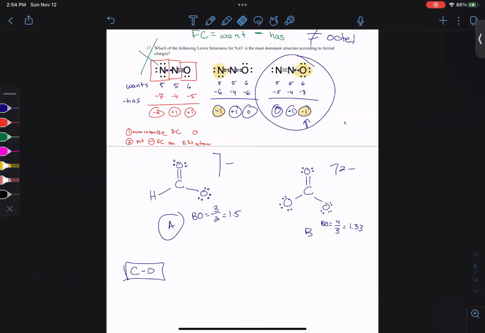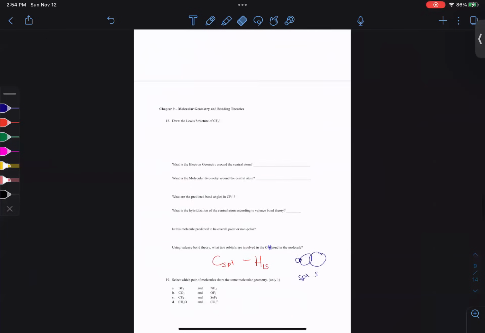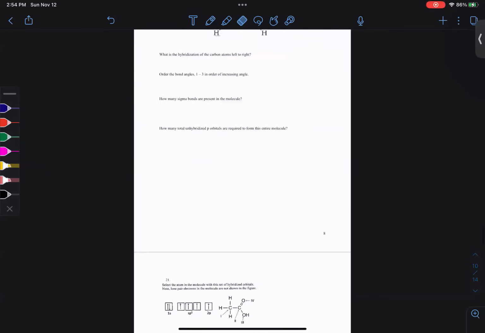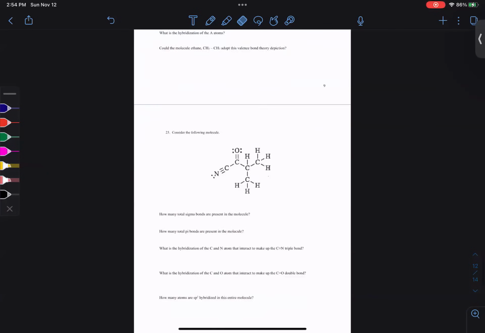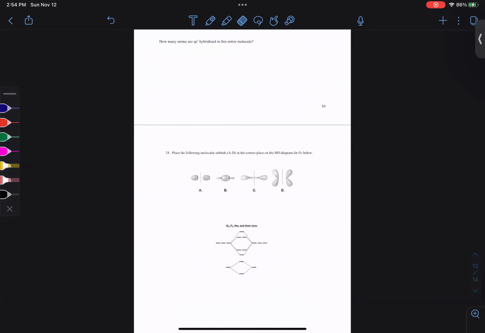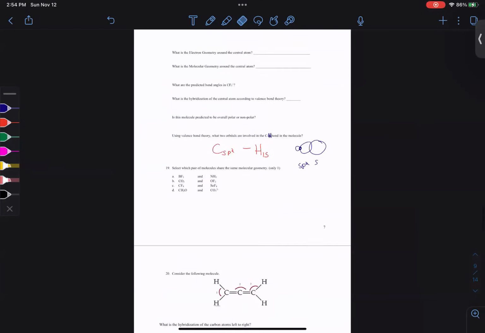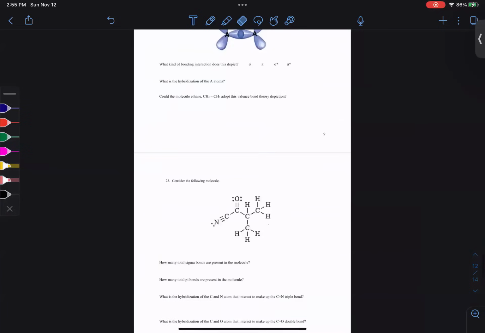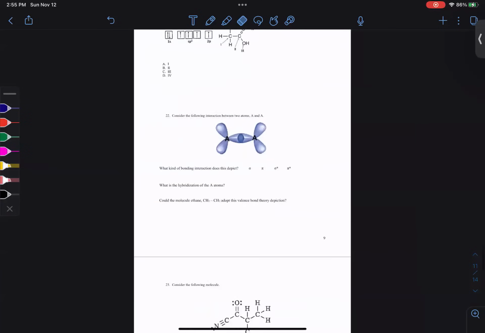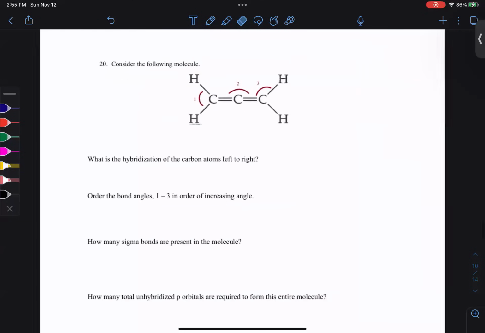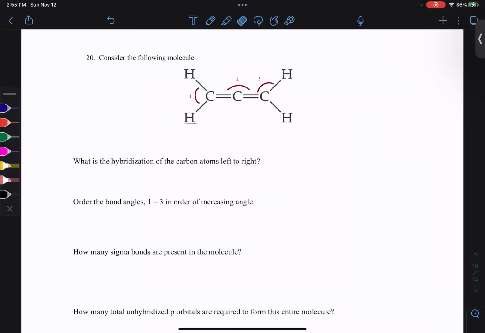Okay, so we have 35 minutes. So let's stop doing that. Let's do a different one. What is this? Number 24. Let's not do that one yet. Let's do, did I have one with bond angles in it? Okay, let's do this one. Let's do 20.